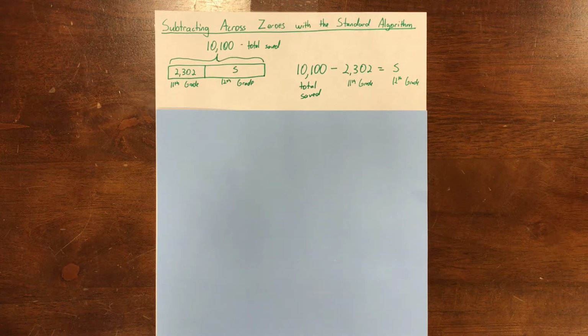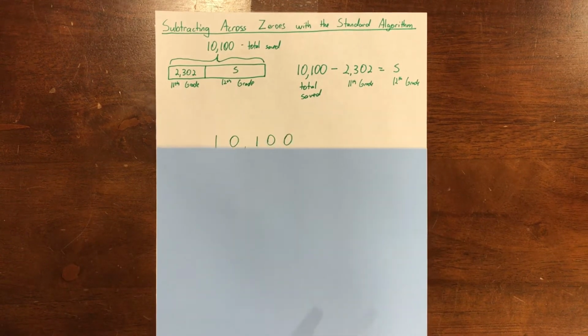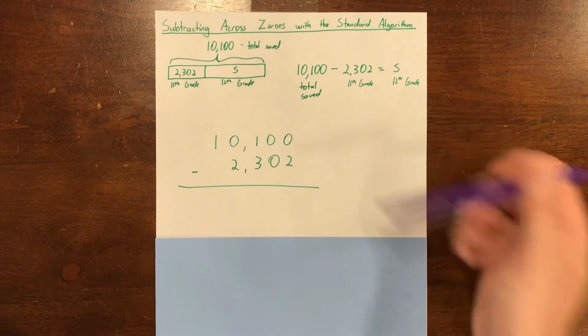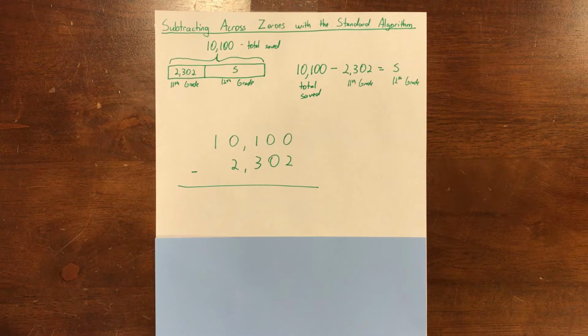So I bet that most of you set this problem up using the standard algorithm, which means writing our numbers in standard form and really carefully lining up our digits by place value. I've done that here. Okay, so we know we start in the ones in case we need to regroup. So what should I do here in the ones? Go ahead and say it out loud.